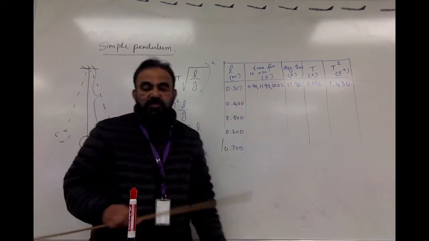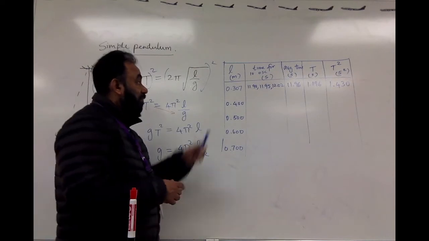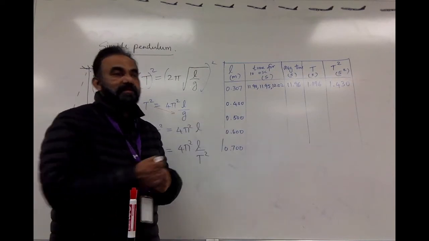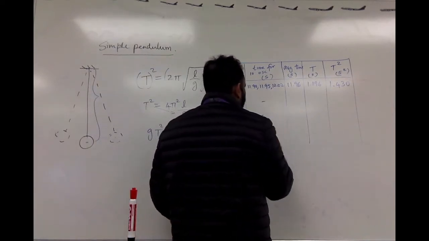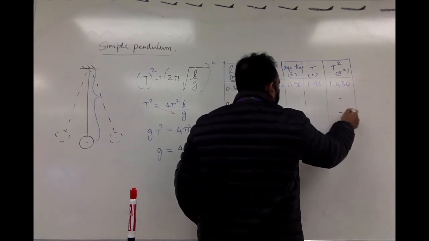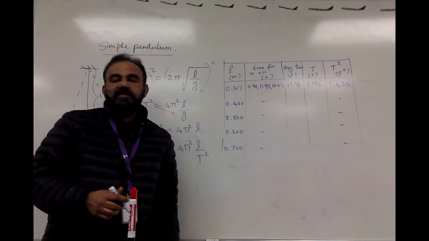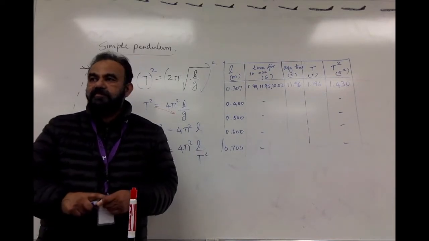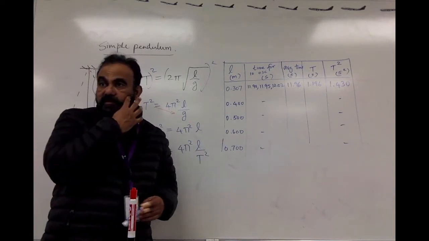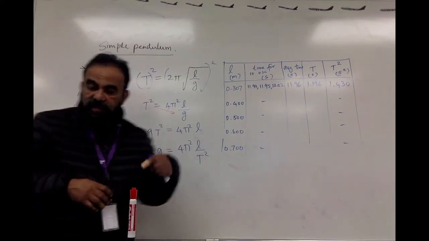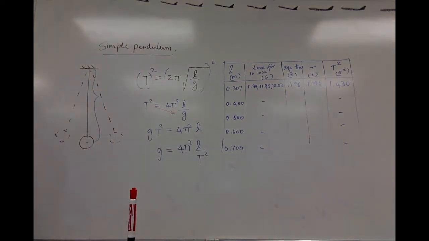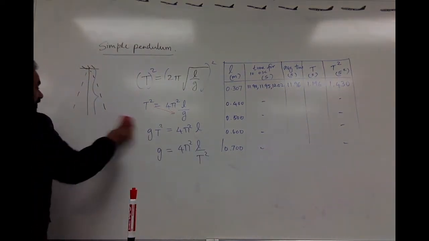You're going to do this for five different lengths, and you repeat the same thing. And finally, you will have 5 different lengths and 5 different time squares. Is this clear so far? Yes. And after you do this, that's when you plot a graph.